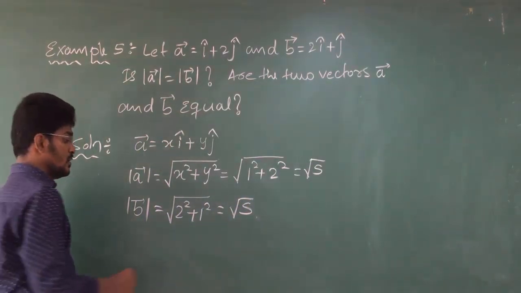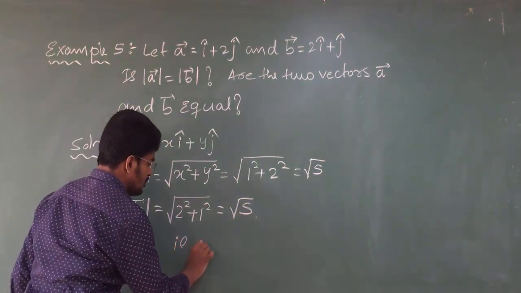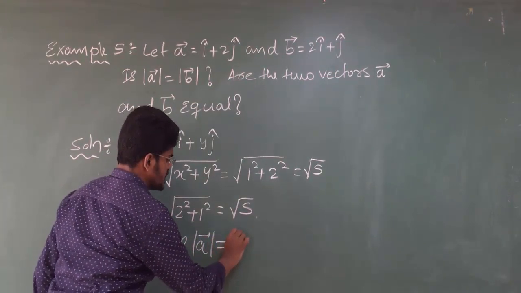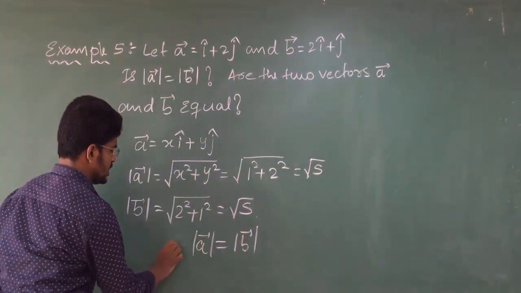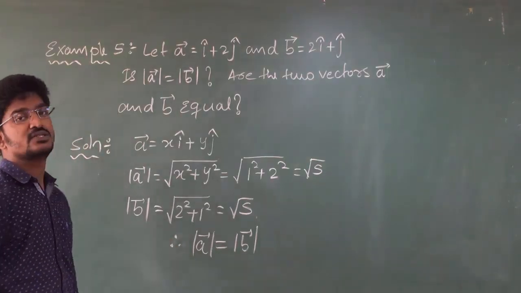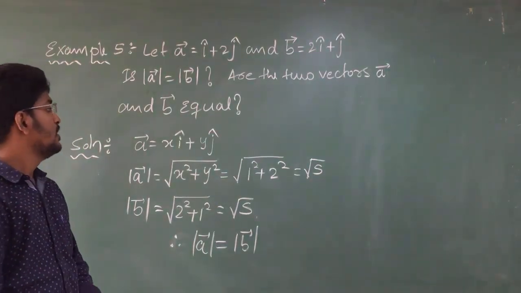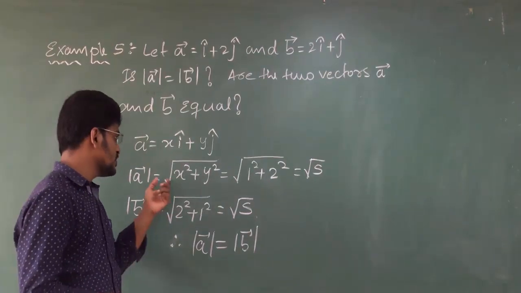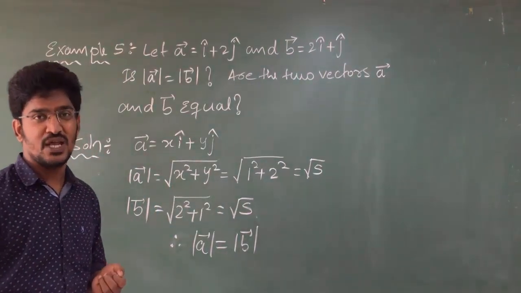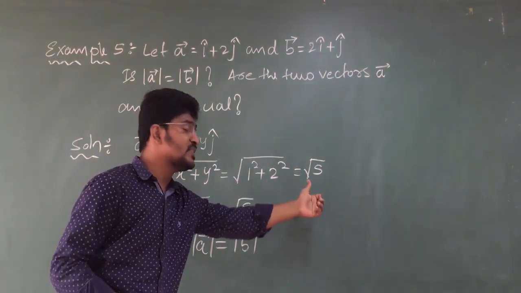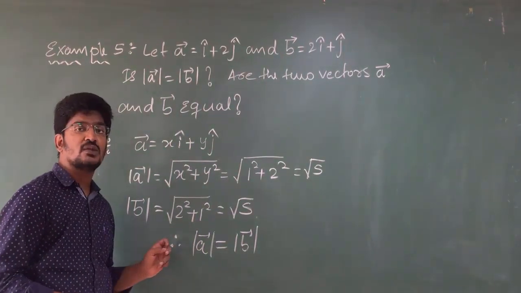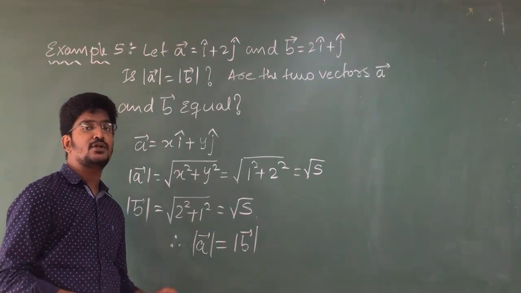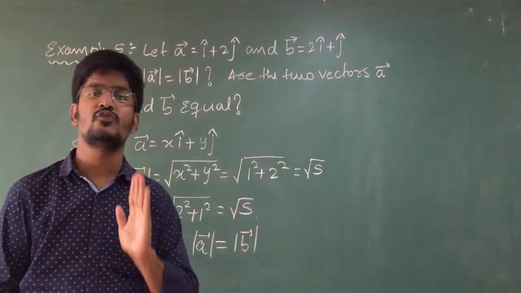Therefore, magnitude of vector a is equal to magnitude of vector b, because we know the formula for magnitude of a vector, that is square root of x square plus y square. If you simplify that, you are going to get root 5. Here magnitude of vector b is also root 5. Therefore magnitude of vector a is equal to magnitude of vector b.